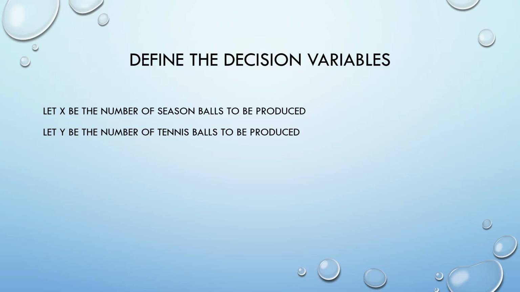The first step is to define the decision variables. I am just giving a name. Let x be the number of season balls to be produced and let y be the number of tennis balls to be produced. In simple terms, one season ball would be represented by x. If I produce two balls, then 2x. Similarly, if I produce two tennis balls, it would be represented by 2y. So I have just given initials: x for season ball and y for tennis ball.